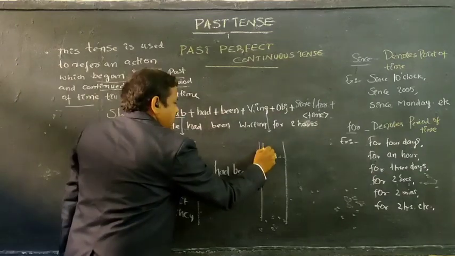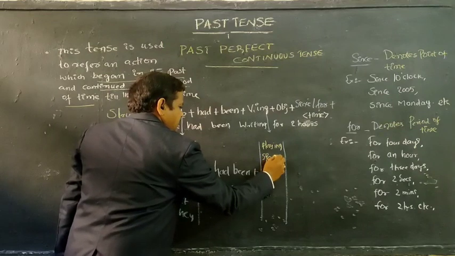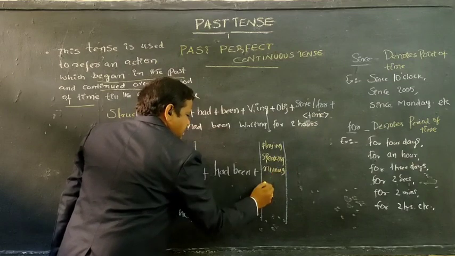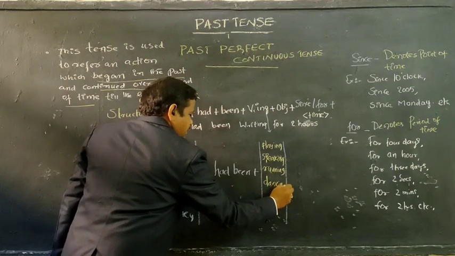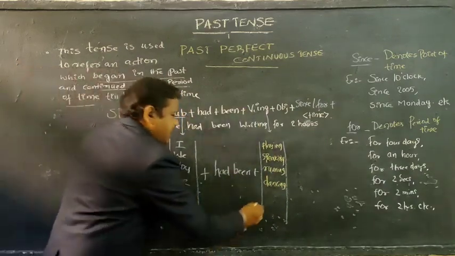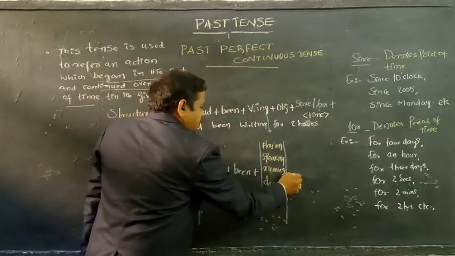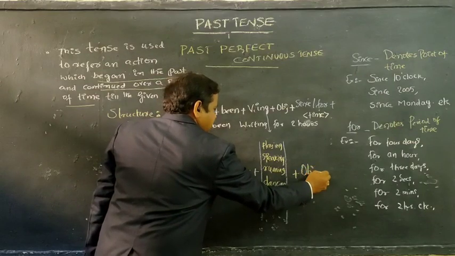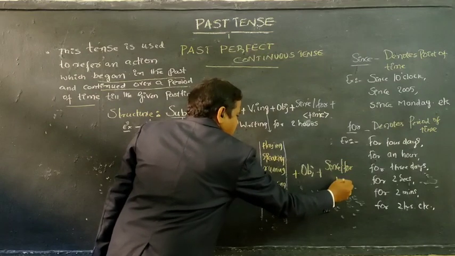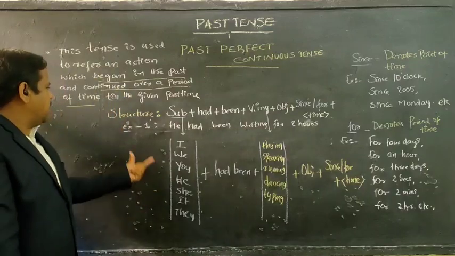For example, play, playing, speak, speaking, run, running, dance, dancing. These are a number of examples, and even typing. So this is the structure. Followed by that, we should use the object, and as I explained, we should follow with since or for plus time factor. I hope you understood clearly how to write this structure.